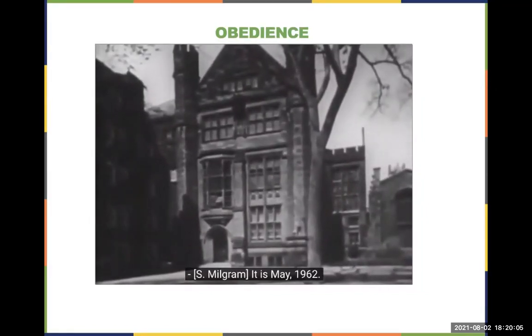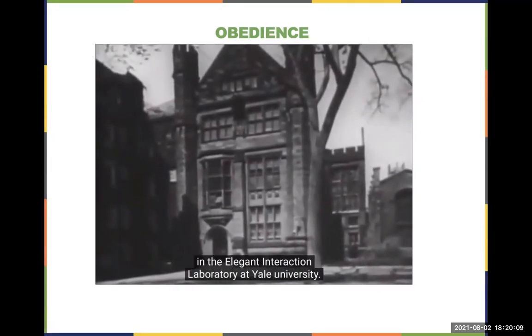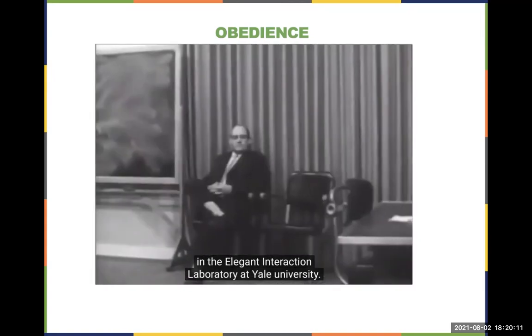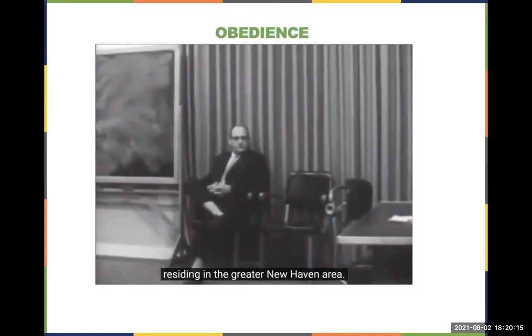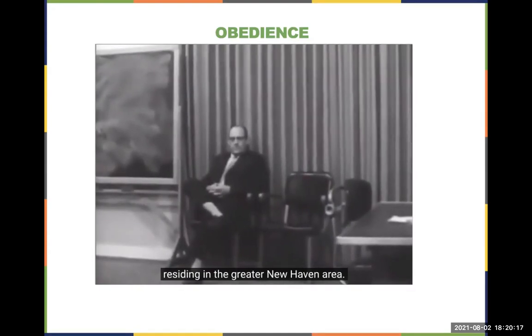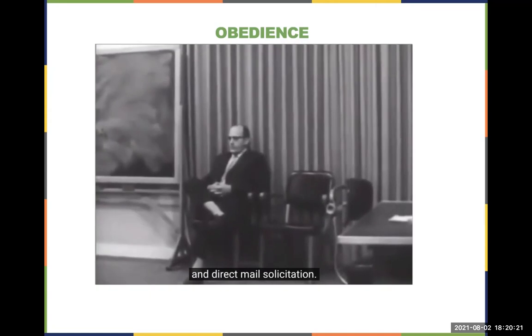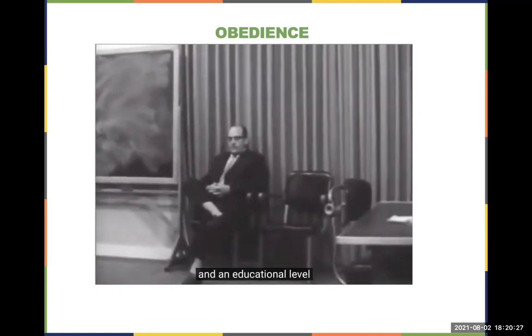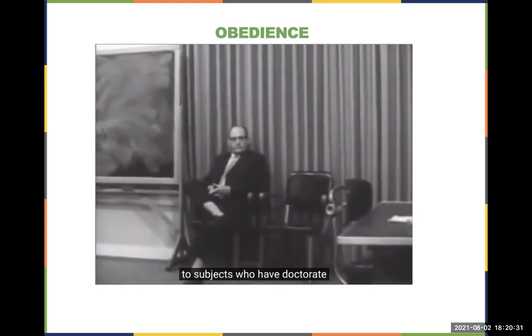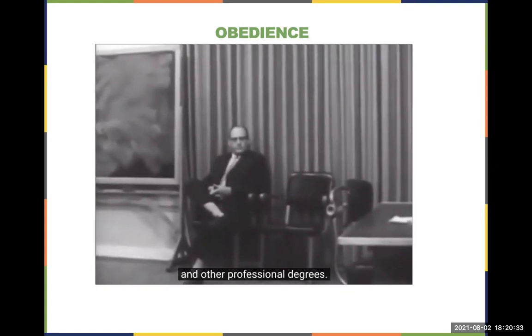It is May 1962. An experiment is being conducted in the Elegant Interaction Laboratory at Yale University. The subjects are 40 males between the ages of 20 and 50 residing in the greater New Haven area. They were obtained by a newspaper advertisement and direct mail solicitation. The subjects range in occupation from corporation presidents to good humor men and plumbers, and in educational level from one who had not finished elementary school to subjects who have doctorate and other professional degrees.